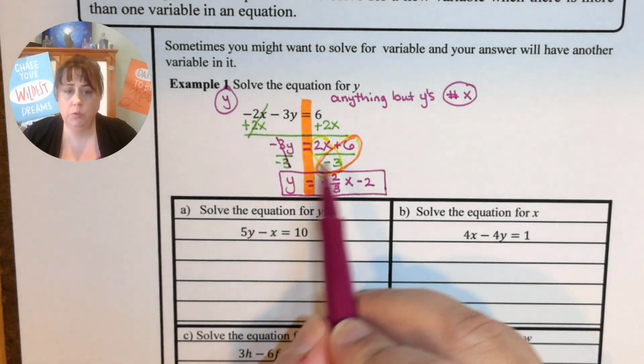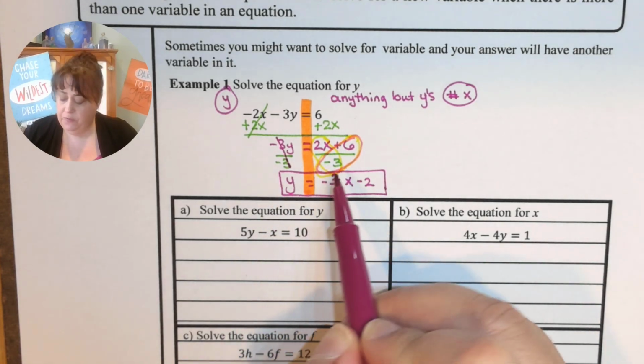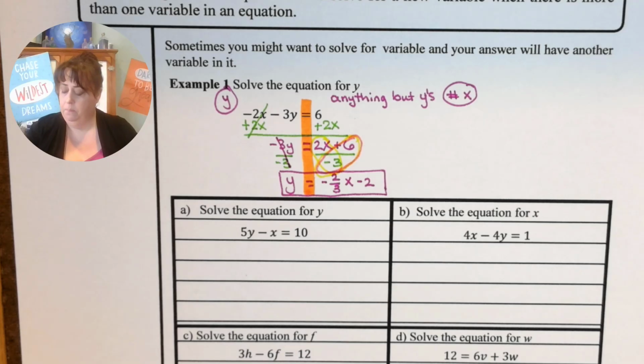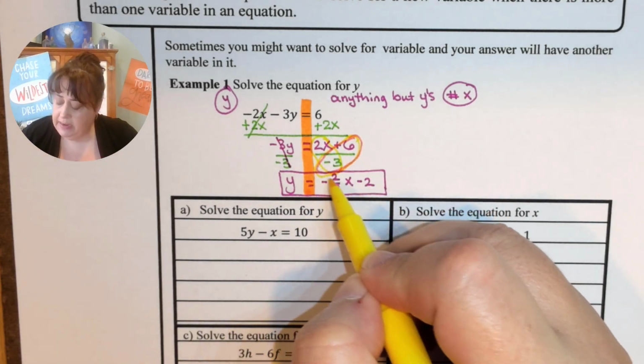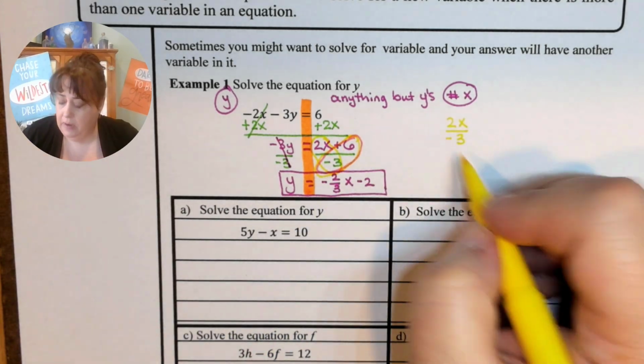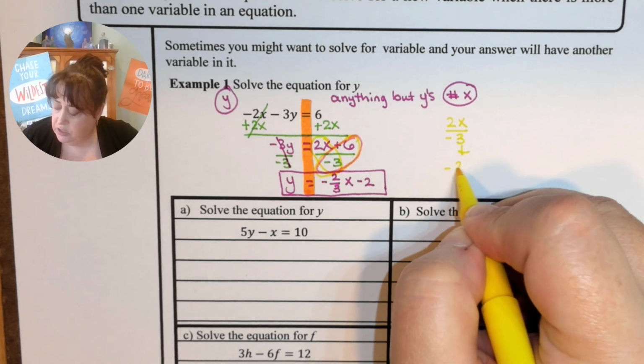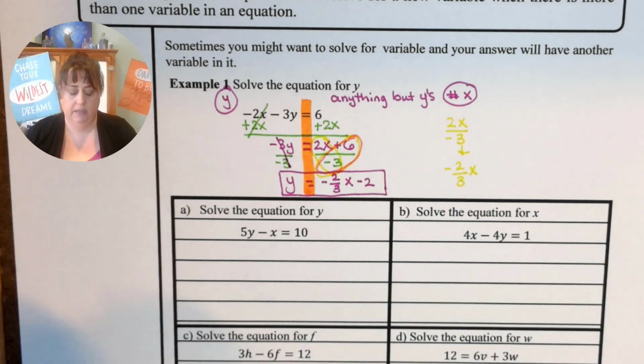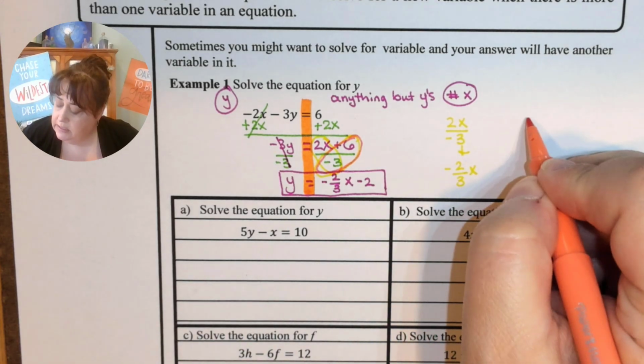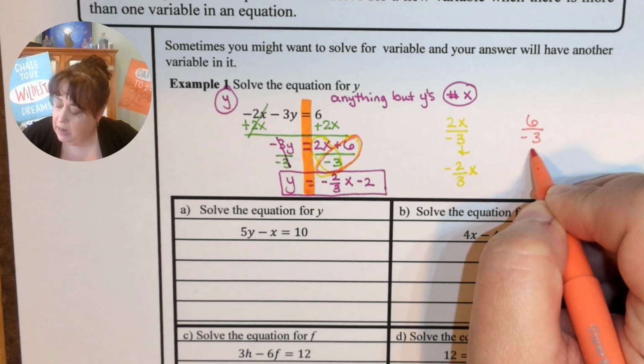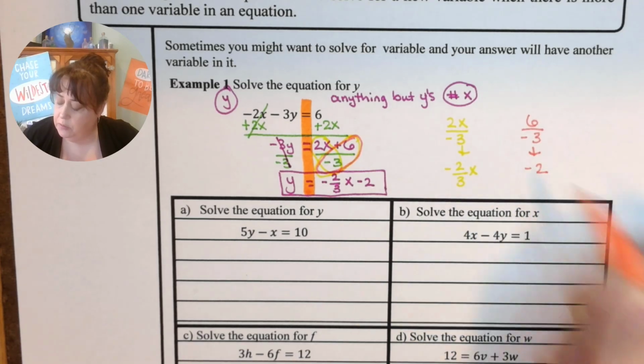So again, there were two different problems here. The first one was 2x divided by negative 3, and so we rewrote that as negative 2/3 x. And then the second problem was 6 divided by negative 3, and we rewrote that as negative 2.